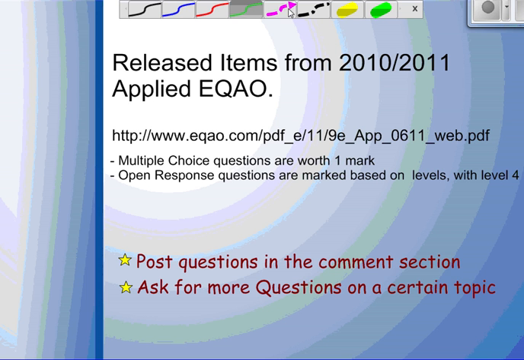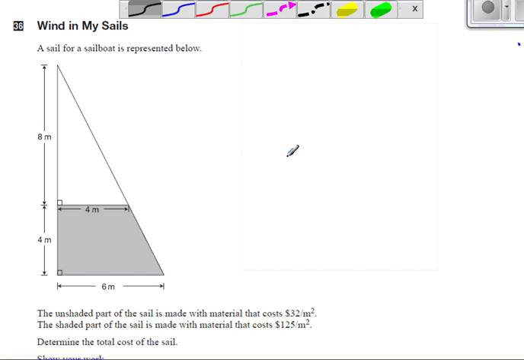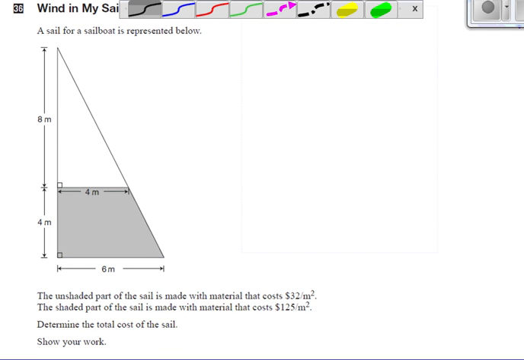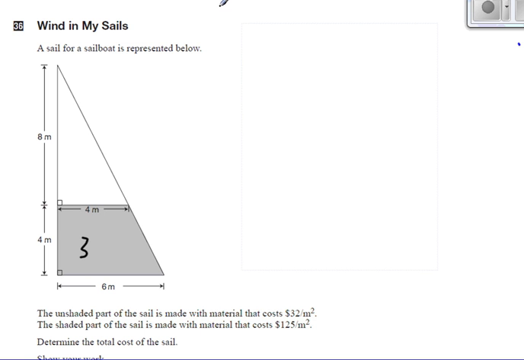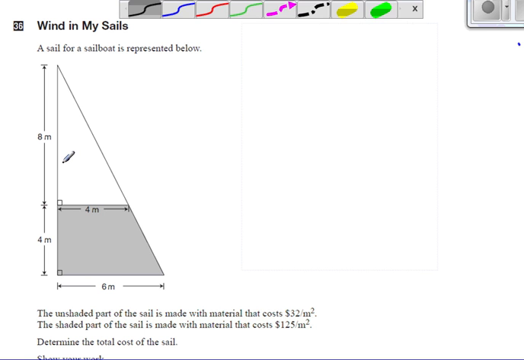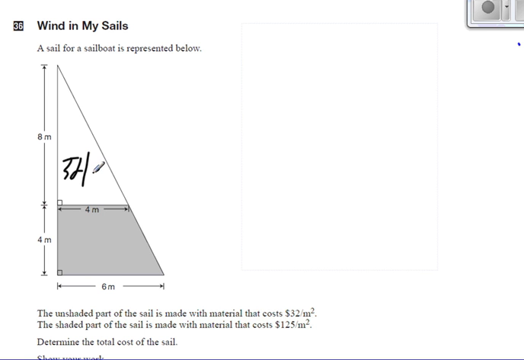So let's go ahead and look at the last couple questions from that EQAO on this web page. So here's the first one. It says, a sail for a sailboat is represented below. The unshaded part is made with material that costs $32 per meter. Oops, wrong part. The unshaded part. Boy, it's important to read, right? Okay, so the unshaded part is made with material that costs $32 per meter squared. The shaded part is made with material that costs $125 per meter squared. Determine the total cost of the sail.